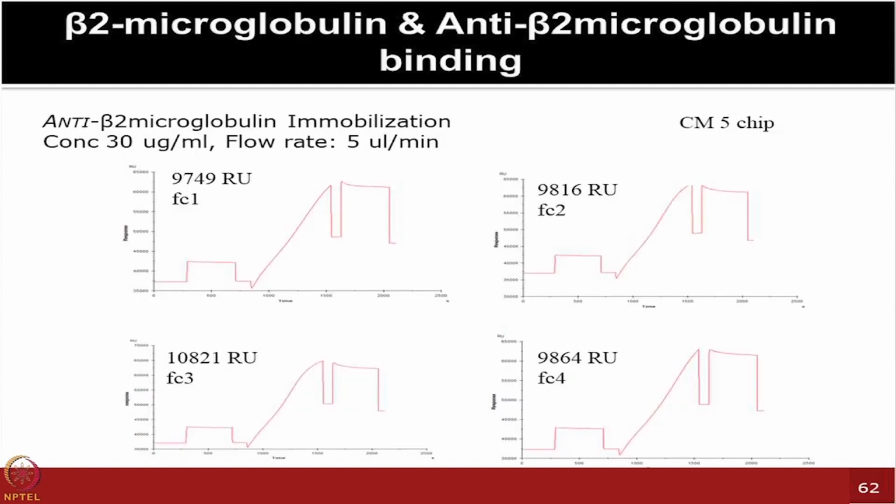In this case, again, we started as a proof of concept with the beta-2 microglobulin experiment, and used all the 4 flow cells, because you need a lot of analyte to bind, which you can recover and then use for the mass spec testing. So all the 4 flow cells were immobilized, and when you pass your beta-2 microglobulin protein, you are enriching it. We actually used a pretty high concentration, 30 microgram per ml. The flow rate used was 5 microliter per minute. All the 4 flow cells were employed.